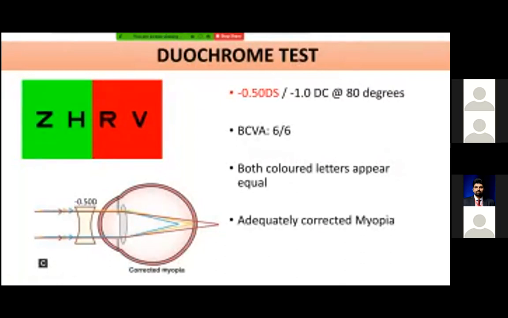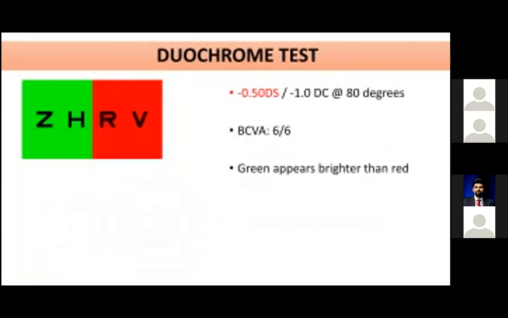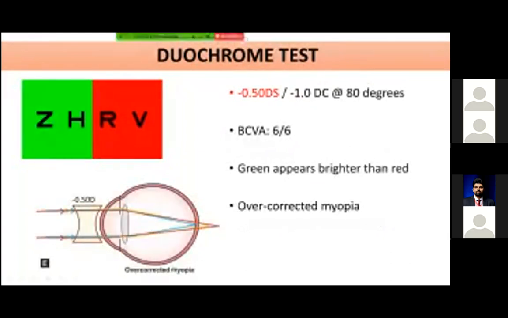What about this example over here? You can see that the green is looking much brighter and the red is looking slightly dull. So what does this mean? This means that with the -0.5 diopter sphere, the green is actually focusing on the retina, the yellow is focusing behind and the red is focusing even more behind. That means this myopia is overcorrected and we have to reduce this overcorrection.